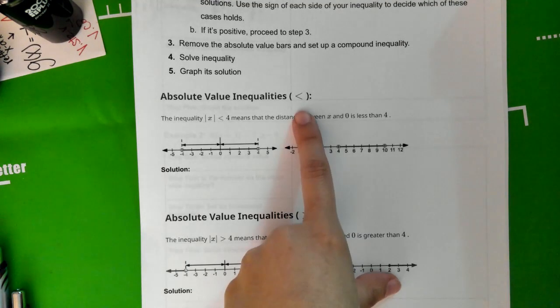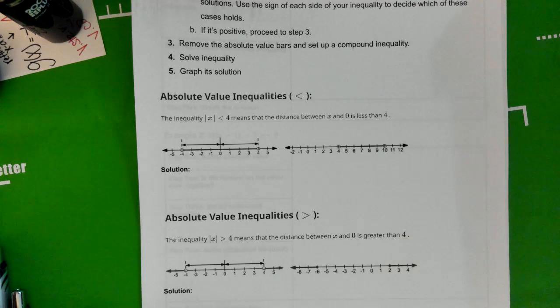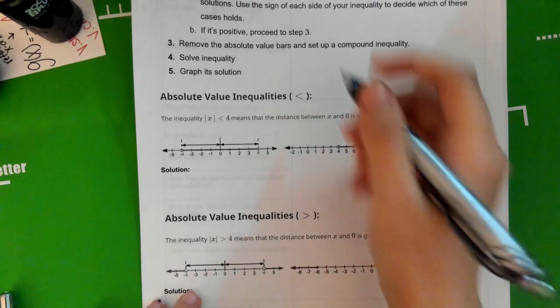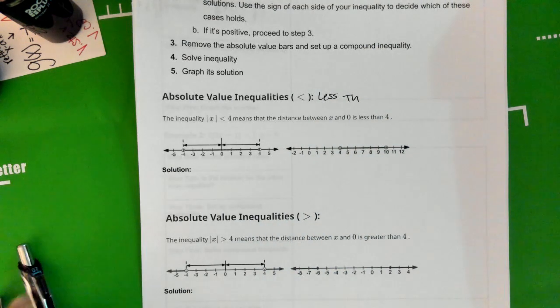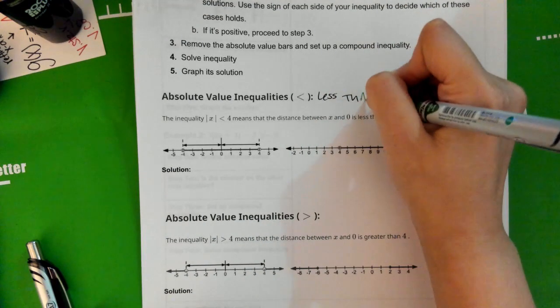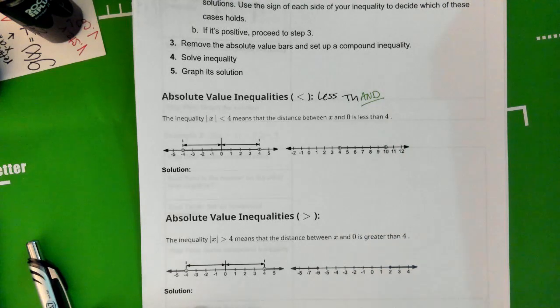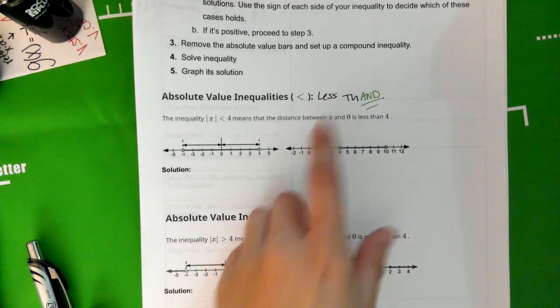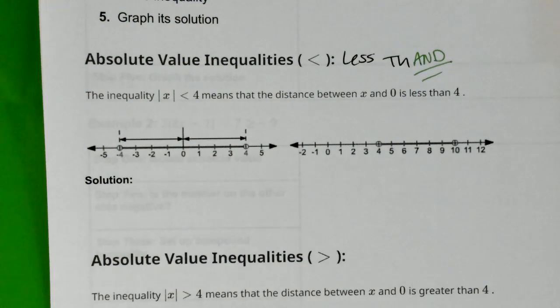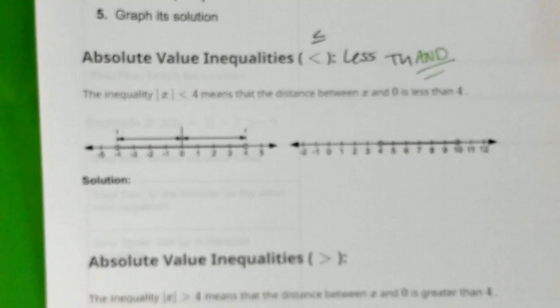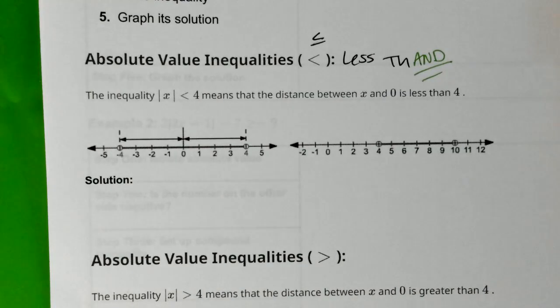Now, if it's less than, then you have a case of an and case. So in this case, if we have less than or equal to or just strictly less than, we have an and case, which tells us what format we need to write our answers.